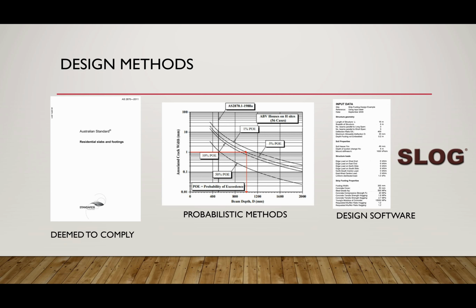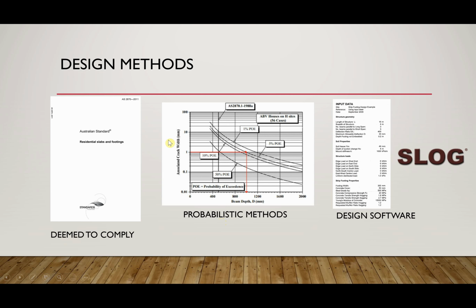So how do we design footings? There's three methods that we use. We've got deemed to comply, we've got probabilistic methods, and we've got SLOG or PodLock. We've got software that we can use. SLOG stands for slab on ground. All right, so this here is our engineering principles basically. Probabilistic is based on historical data. It's pretty straightforward how to use it.